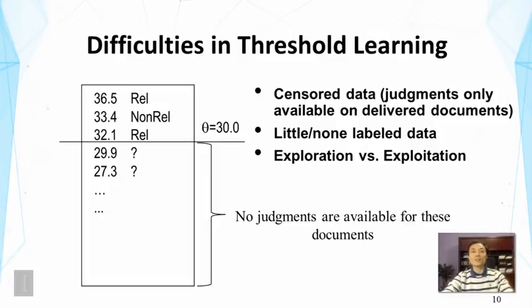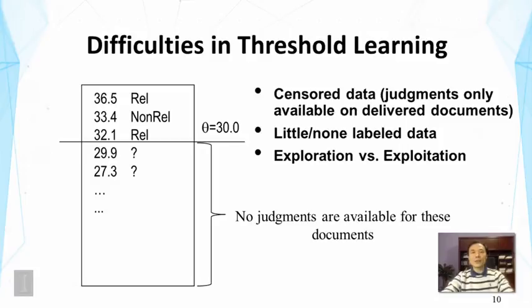Of course, we have a lot of documents for which we don't know the status because we have never delivered them to the user. So as you can see here, we only see the judgments of documents delivered to the user. So this is not a random sample. So it's a censored data. It's kind of biased. So that creates some difficulty for learning.